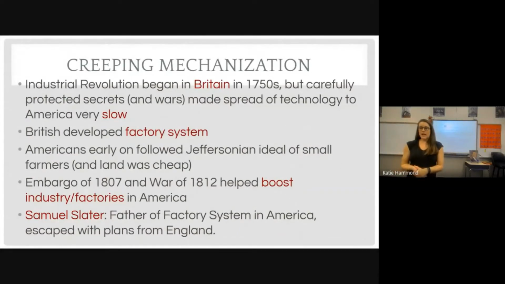Okay, now let's talk about some reasons for industry in America. We know that the Embargo Act of 1807, remember, that's Jefferson's second term, said that no ship could leave any ports. So that means we can't import and we can't export, so we have to make our own stuff. And then during the War of 1812, we're fighting our main country we're buying stuff from, so we're not going to order from them. And so we have to make our own things.